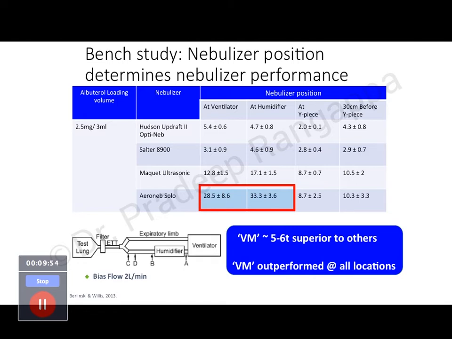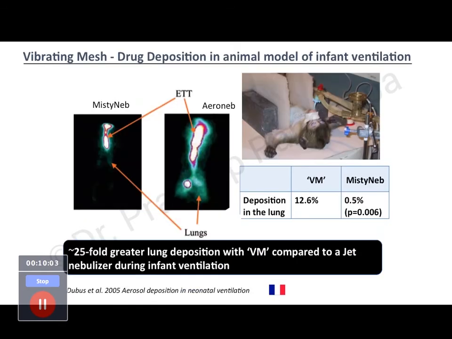and vibrating mesh, by technology or by its superiority, has a better ability to deliver aerosols to the lung. So this is what we see from these small studies, and this was done on this poor monkey which was obviously intubated, and they looked at comparing the Misty neb, I think also a type of jet nebulization, with vibrating mesh.